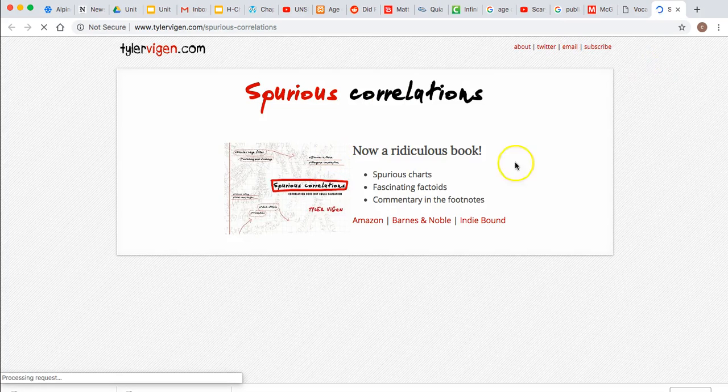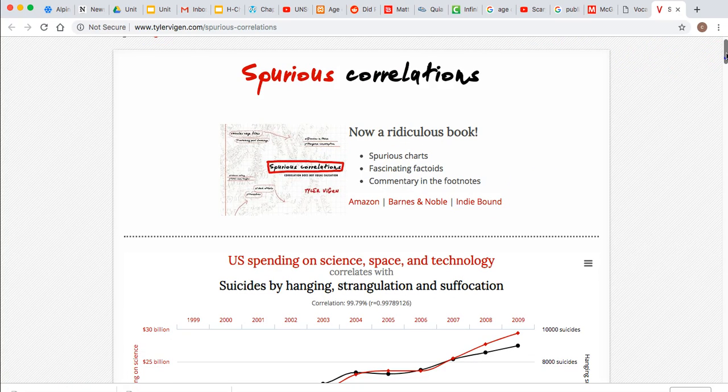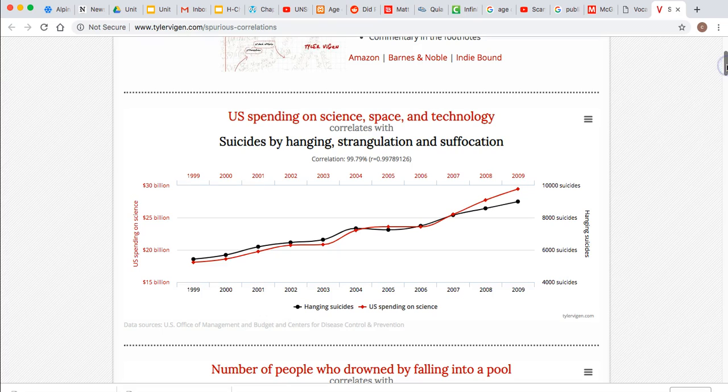This math student in college went out and looked at data, and he came up with all these crazy spurious correlations. So there appears to be a relationship between the variables, but there really isn't. Like this first one, he found what the federal government spends on science, space, and technology, and he matched that up with the variable of suicides by hanging, strangulation, and suffocation.